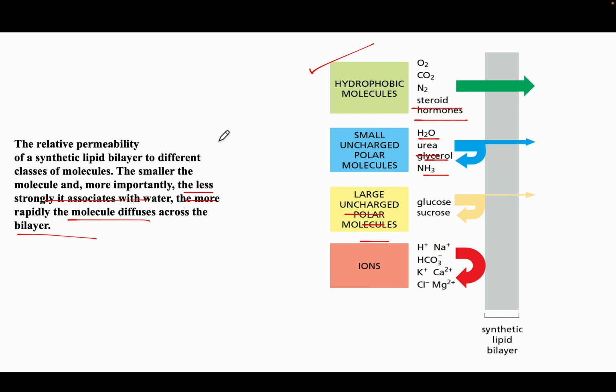Now we'll quickly go through the permeability of the lipid bilayer. We know that small hydrophobic molecules like gases and steroid hormones can easily pass through the lipid bilayer. Small uncharged polar molecules, that is water, urea, glycerol, ammonia, can also pass, but the amount is less and it is time taking. Very large uncharged polar molecules like glucose and sucrose can also pass through the membrane, but the amount is very low. But all the ions, which are not hydrophobic, cannot pass through the lipid membrane at all.